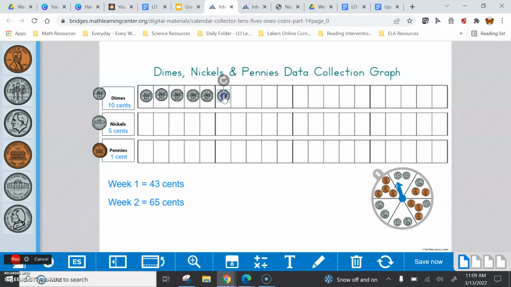How much money have we collected? Maybe we should count this now just to see where we are with this. We have, remember, each dime is worth 10 cents. So we have 10, 20, 30, 40, 50, 60 cents we've collected so far, which is amazing. That's really good, really good.